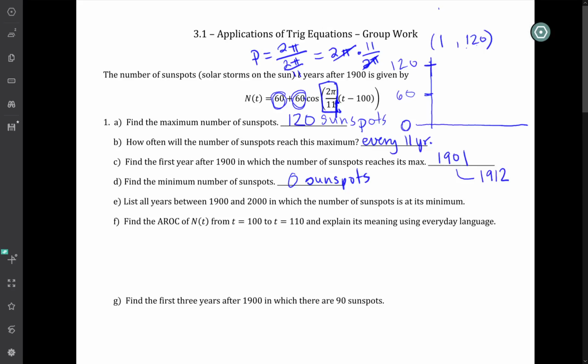So it would be right in the middle of, let's see if I can count here. We need 5.5, half of 11. So 1906, right in the middle of 1906.